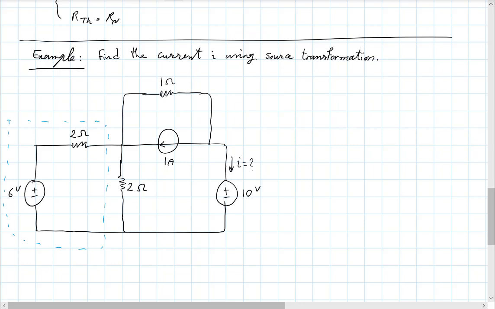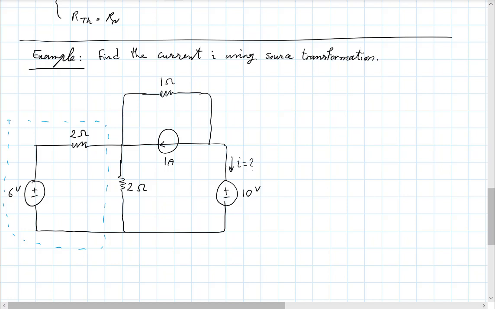If you take a look at what's inside this blue box, I think you would agree with me that this is already in the form of a Thévenin circuit, right? It has a voltage source in series with a resistor. If I converted this to a Norton equivalent, I'd end up with a current source here and a resistor in parallel with it, right? So between these two points outside this box, I'd end up having a current source and a resistor in parallel. And so then my left half of the circuit would look like a current source, a resistor in parallel with it, and then another resistor in parallel with it.